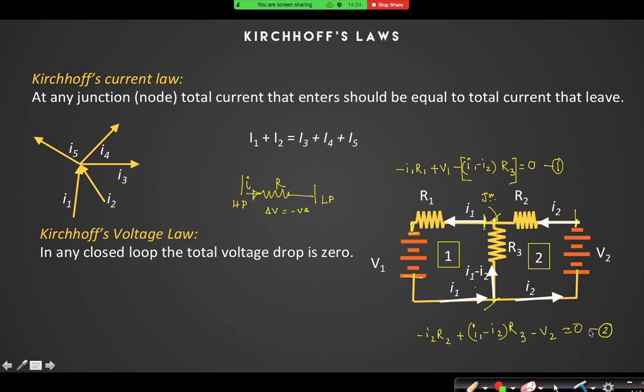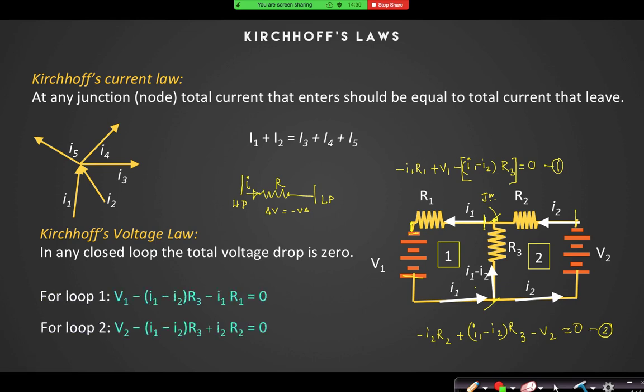I hope you have understood how to use KCL and KVL in circuits to solve the equations. I have also written the loop equations for your reference. Sir, in the second loop, current always flows from higher potential to lower potential. Yes. So, sir, I1 minus I2 is in the same direction, from higher potential, because it is from the positive end of the battery.